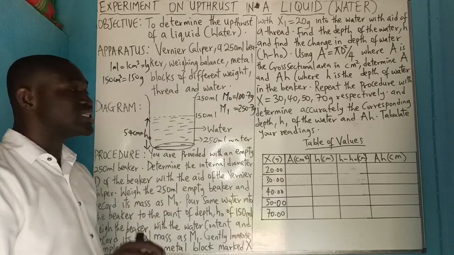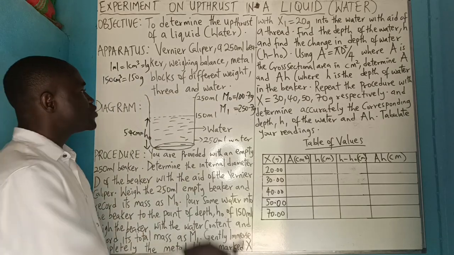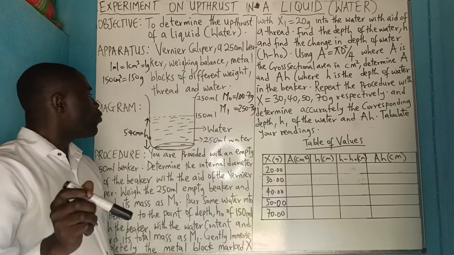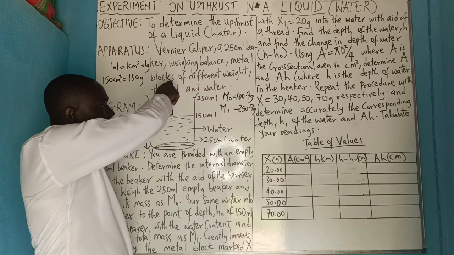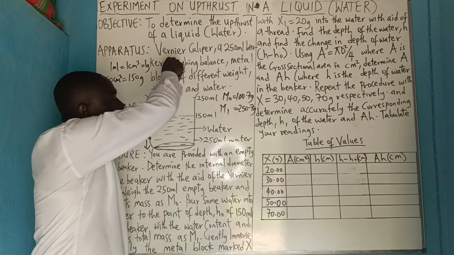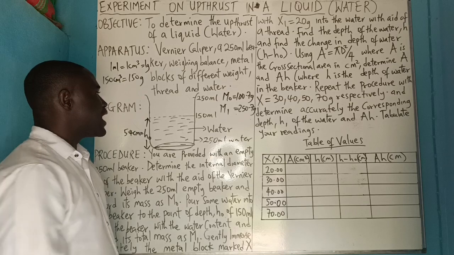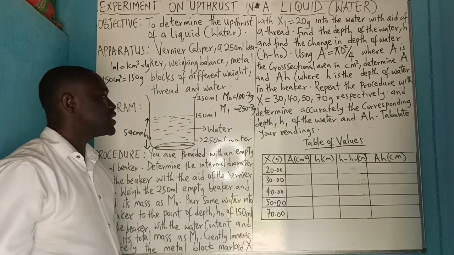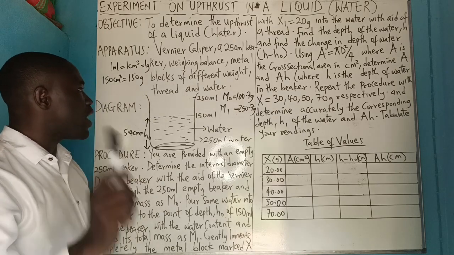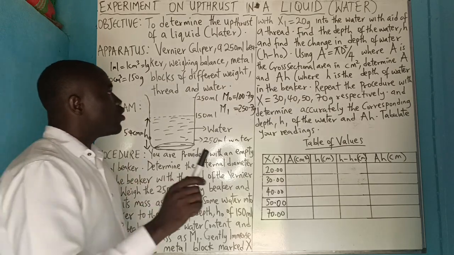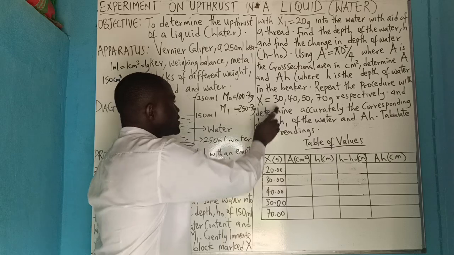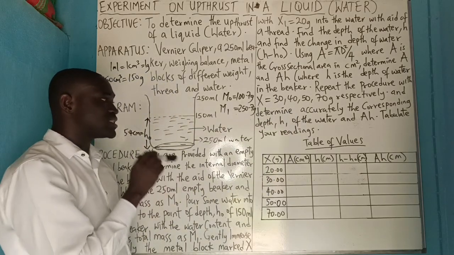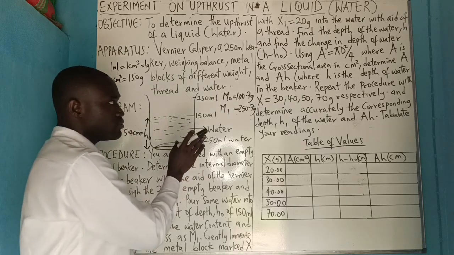Tabulate your readings. This is just trying to tell you that when you immerse the 20 gram, it will displace its own weight inside this water, and as it displaces, the volume of water will increase. That is point number one. Then when you do the ones of 30, 40, 50, the height will keep increasing, and that is the concept of this experiment.